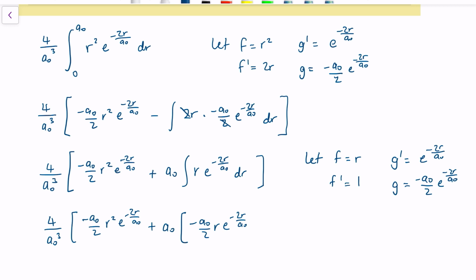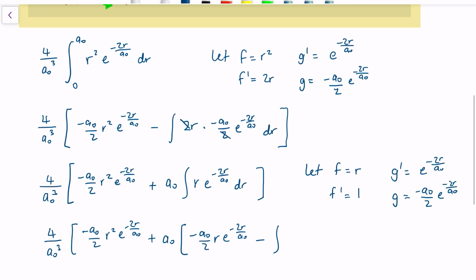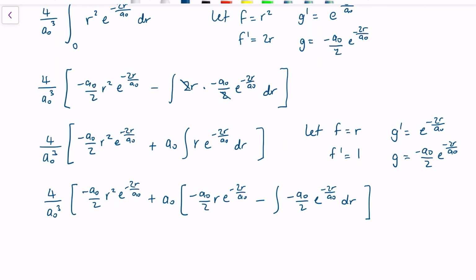So you've got to be very, very careful here, especially with this fact that we've got a minus another integral, and the integral here is f dash g. And because g's got a negative in it, we've got to be very careful of extra negatives. Okay, lastly, we've got to find that last integral.